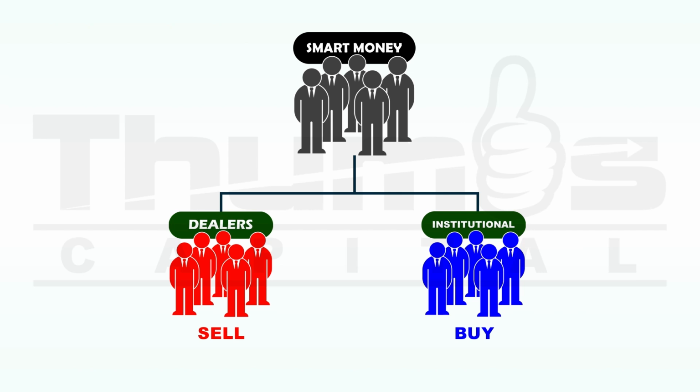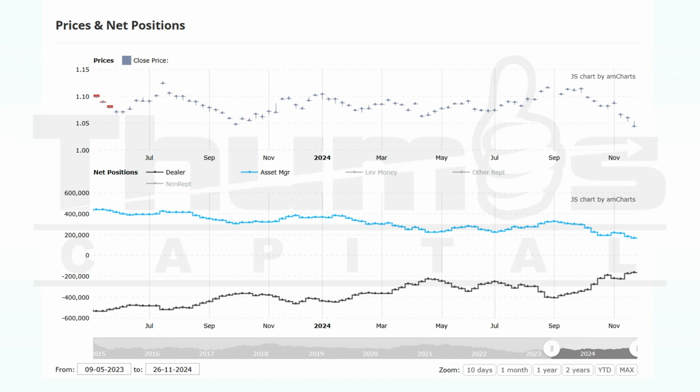This can be verified by checking their net position from the Commitment of Traders report. On the screen right now is the net position of the dealers and the institutional traders, and as you can clearly see, they are exact mirrors of each other. When the dealers are buying, as you can see right here, the institutional traders were selling. And in this region where the dealers were selling, the institutional traders were buying.